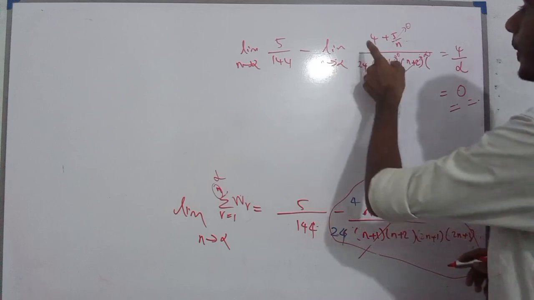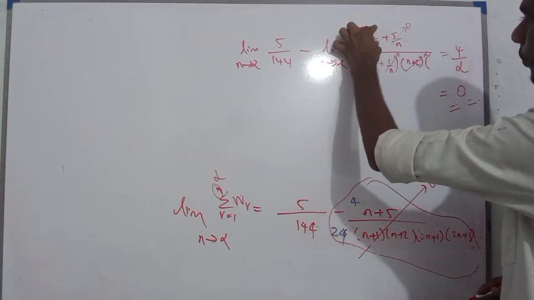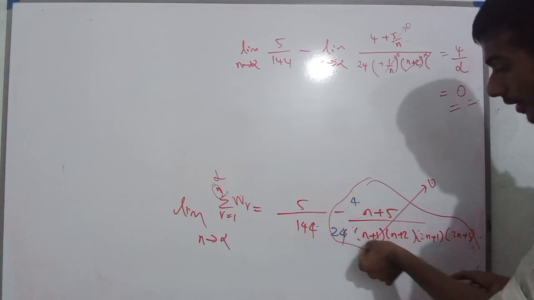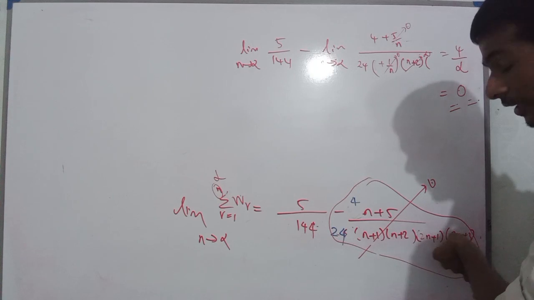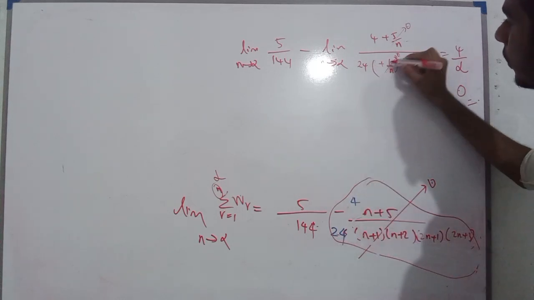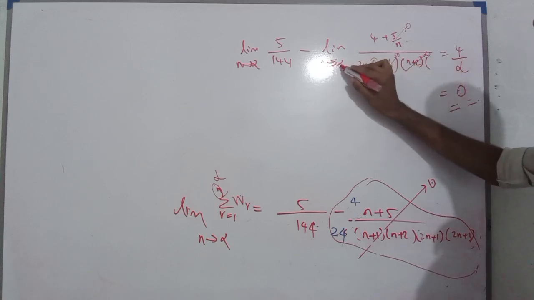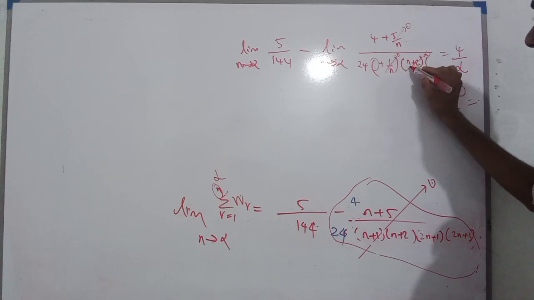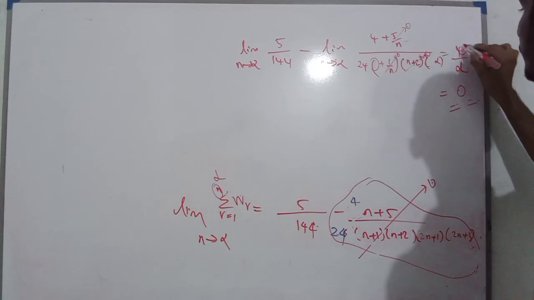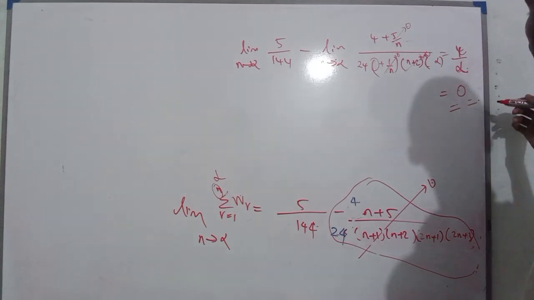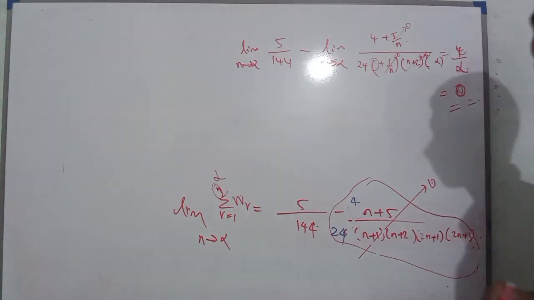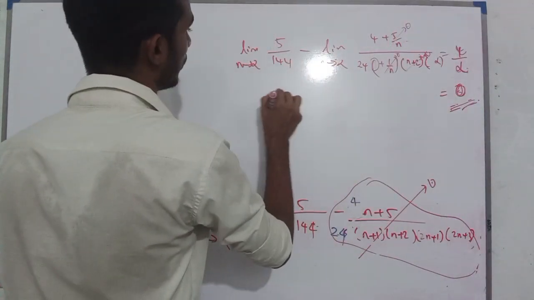So what I told is, I divide both numerator and denominator by n. So n by n, 1 plus 5 divided by n. Again I divide the entire denominator by n, so I just divide this factor by n: 1 plus 1 over n. Now this becomes 0, this becomes 1. But here, if I put infinity instead of n, then it will become infinity. Then this also will become infinity. Infinity times infinity will give me infinity. But in the numerator we have 4. So 4 divided by infinity is equal to 0. If you divide any number by infinity, it will give you 0. So here this is equal to 5/144.